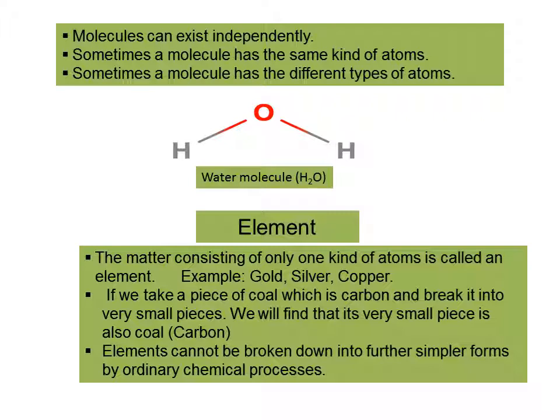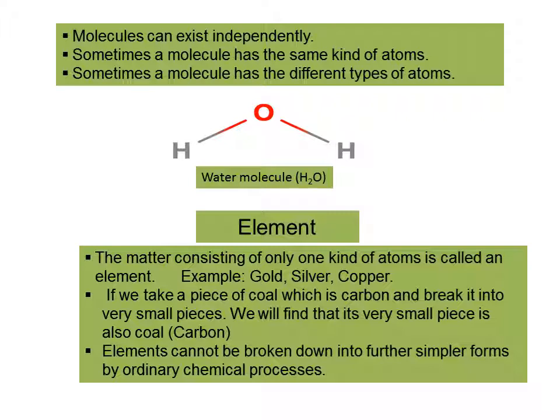Then an example is there. If we take a piece of coal, which is actually carbon, coal is actually the allotropic form of carbon, and we break it into very small pieces, we will come to know that its very small piece is also carbon. It means it is a type of matter that cannot be broken down into simpler substances. Even the smallest piece of this sample will be coal, which means carbon. So an element cannot be broken down into further simpler substances.